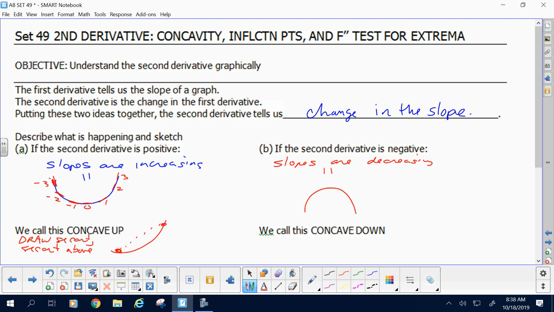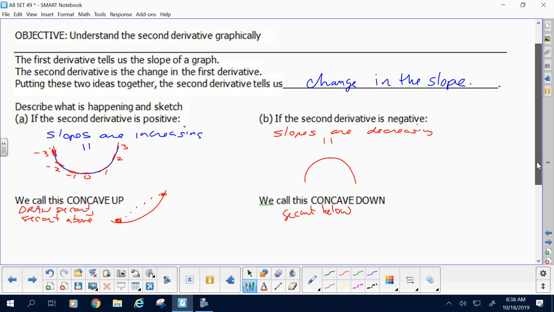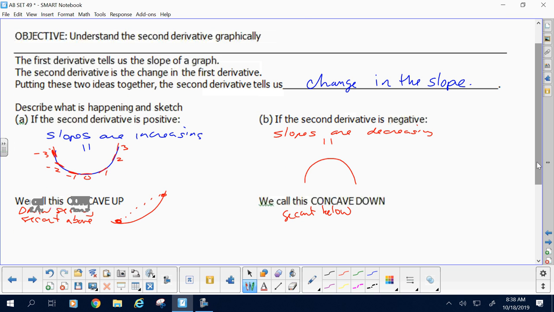If for any reason you do calculus in Europe, they call this convex. But in America we call it concave up and concave down. They would call this convex, but we call this concave down, and it is anytime the secant is below the curve.